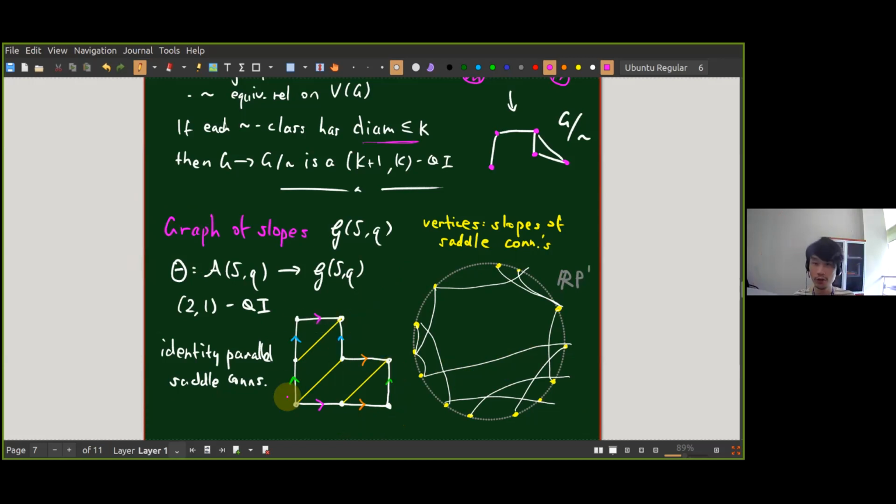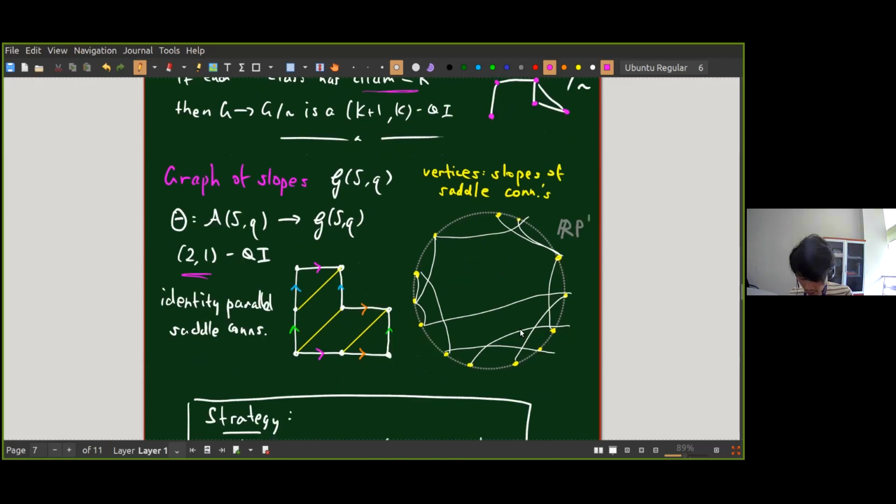You can have horizontal and vertical ones. They'll give you different vertices as well. The nice thing is that parallel saddle connections are disjoint, so they're going to be adjacent in the saddle connection graph. So this immediately gives us a 2-1 quasi-isometry from the saddle connection graph to the graph of slopes. The nice thing here is that we can pretend that the vertices of the graph of slopes are points on RP1. So we can identify them with numbers or infinity, draw the graph on this circle as points, and imagine that we have edges going in, like the Farey graph. But we're not going to expect this to be embedded.